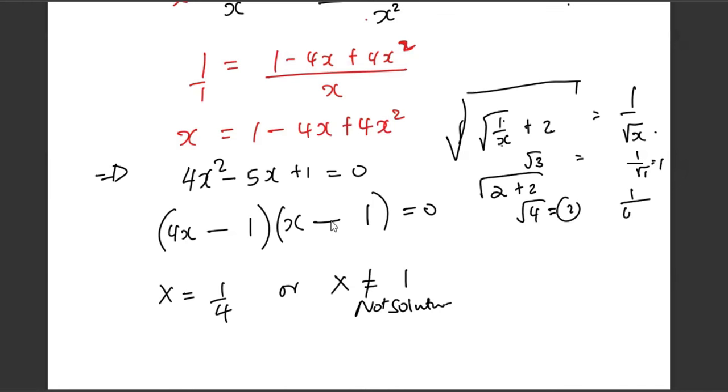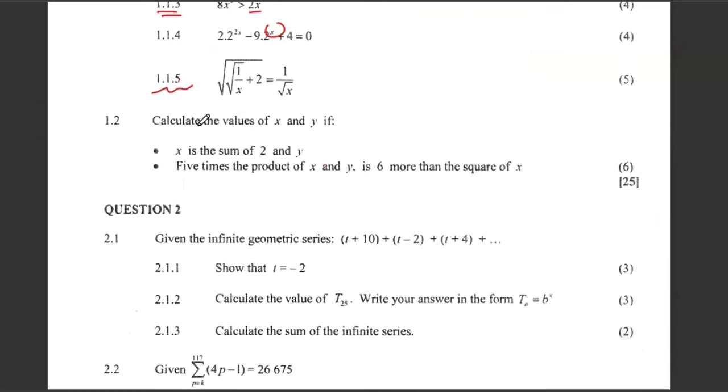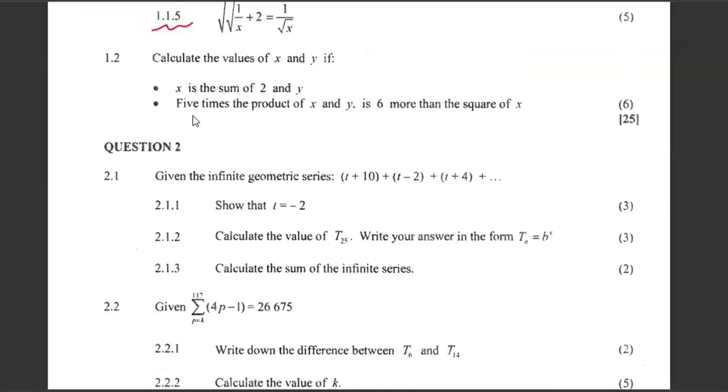I'm getting a 0.5, and we know that 1 over 0.5 gives us a 2. So this one is the correct solution that the question wanted. All right, then question 1.2, the simultaneous equation. Today they brought it in the Maths Lit format.